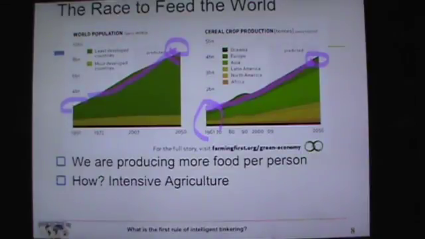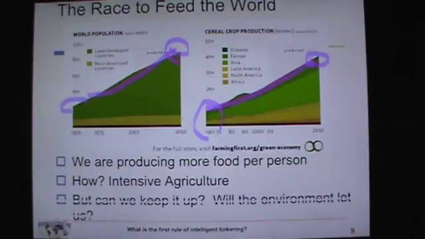How are we doing this? How are we producing more crops with really the same amount of land? We don't have more land. Intensive agriculture. Can we keep it up? Will the environment let us? Can we continue to grow without limit?